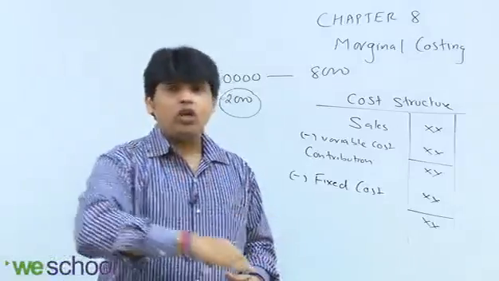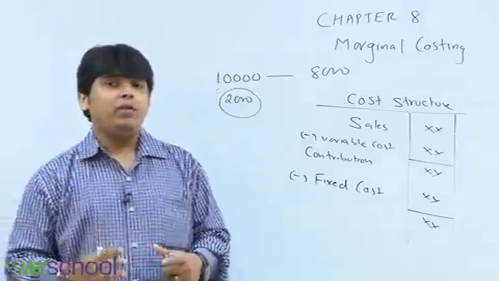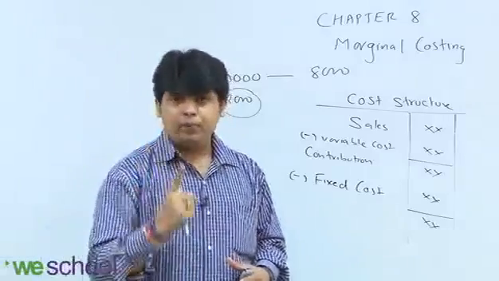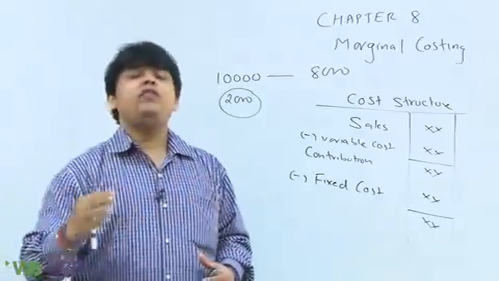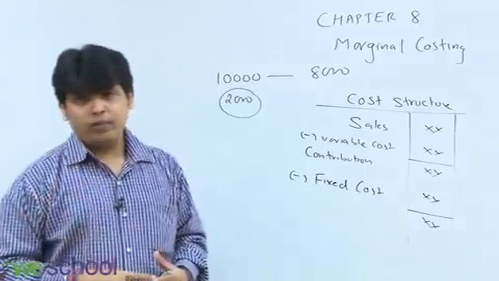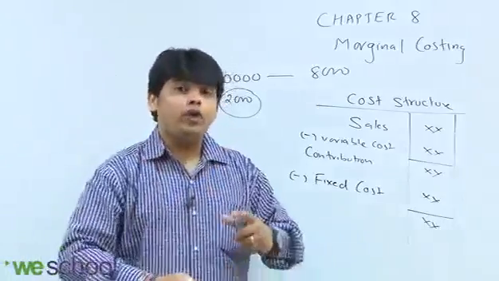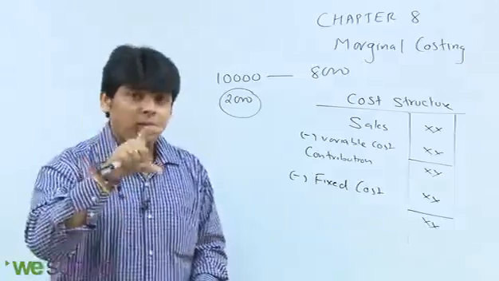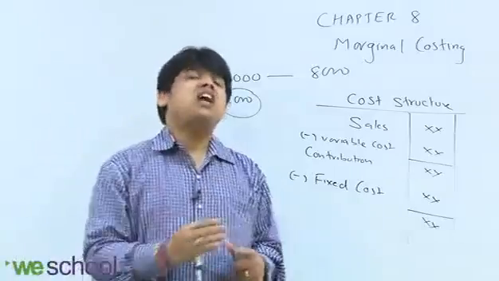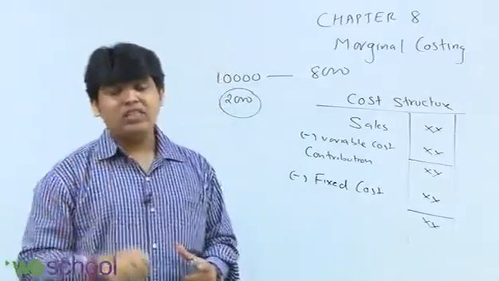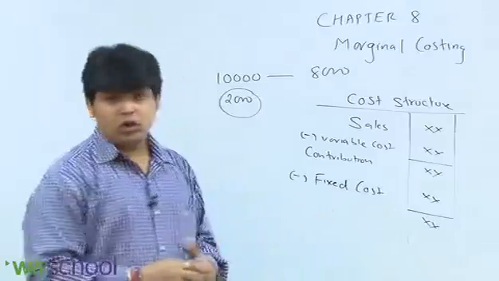Whether to discontinue or continue with a particular product line. Suppose I am talking about any big company which does not produce only one single product, but is producing a chain of products, meaning they have different products in their portfolio. So in that, which particular product should be produced more, which should be produced less, or which product should be discontinued. All that type of decision making can be taken with the help of marginal costing.